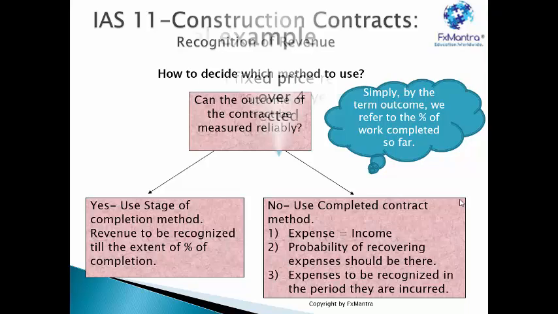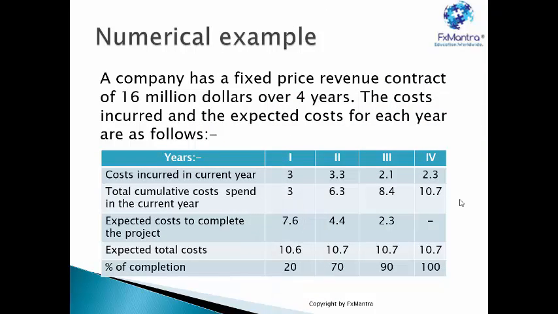So now we come down to the numerical piece of these two types of methods, and we try to see a question and how to do the accounting. Here we have a company which has a fixed price contract of $16 million to be completed over 4 years. They have given you the schedule of the costs already incurred and the expected costs for each year. We will follow a step-by-step procedure to find out how much we have to account for every year.